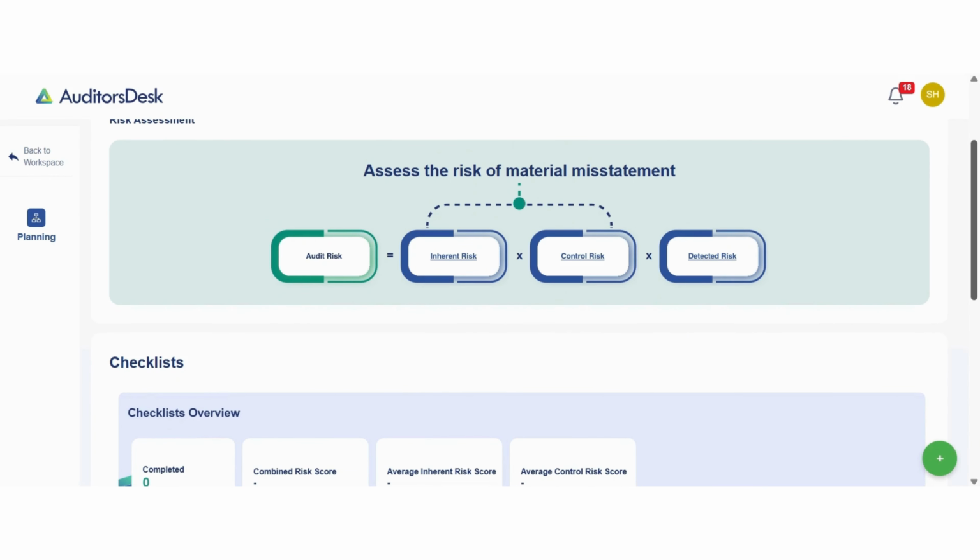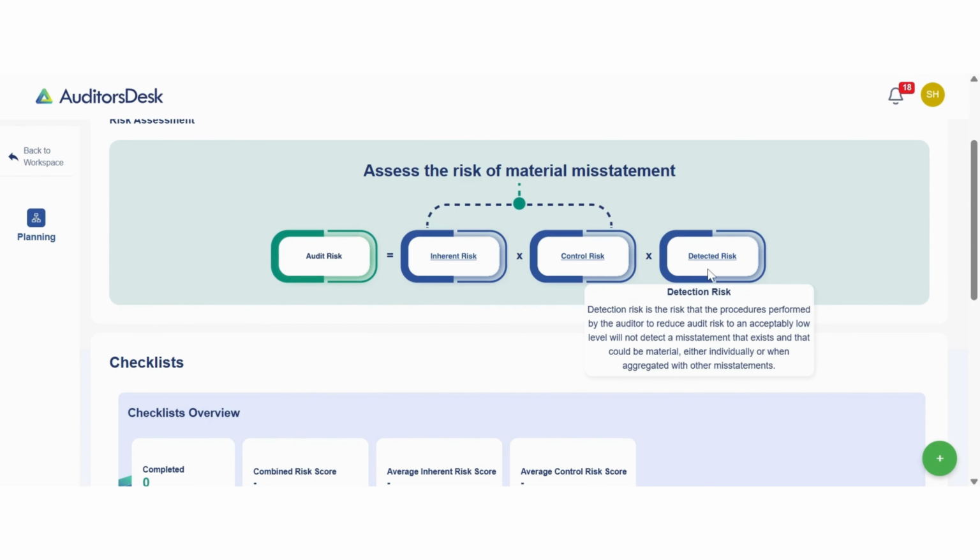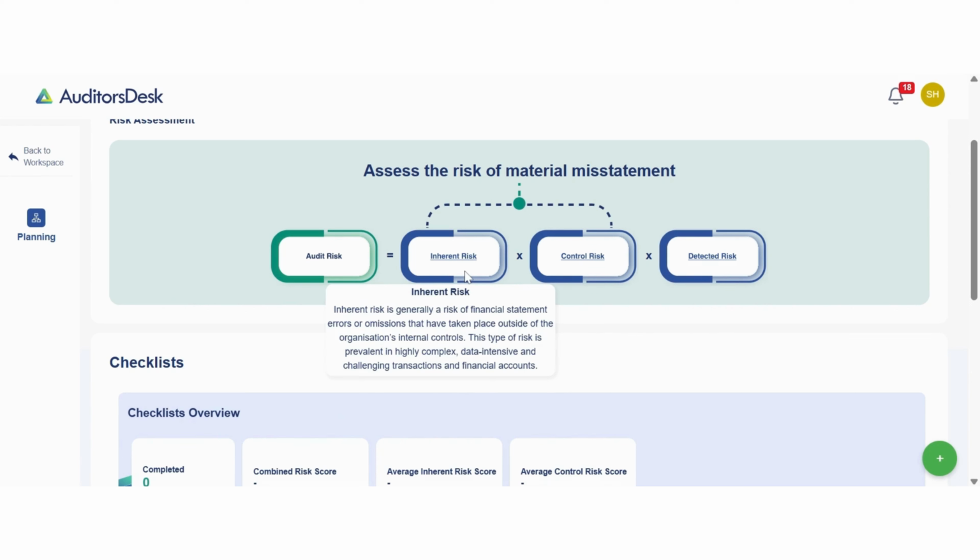These misstatements may arise from errors, fraud, or weaknesses in controls, and assessing them properly allows us to design the right audit procedures. In our software, risk assessment is divided into three main parts: inherent risk, control risk, and detection risk. Inherent risk refers to the natural susceptibility of an account balance or transaction to misstatement before considering any internal controls. For example, complex estimates or revenue recognition often carry higher inherent risk.